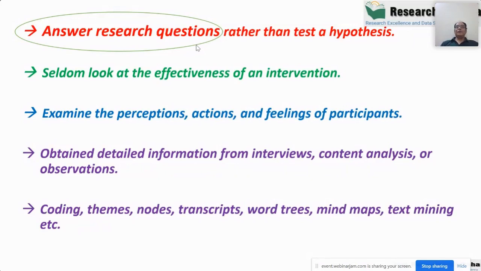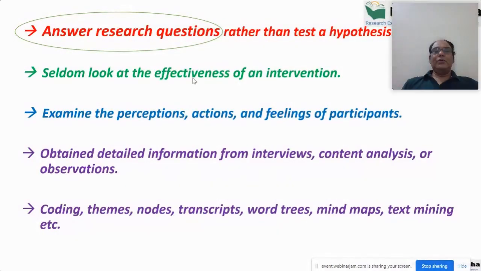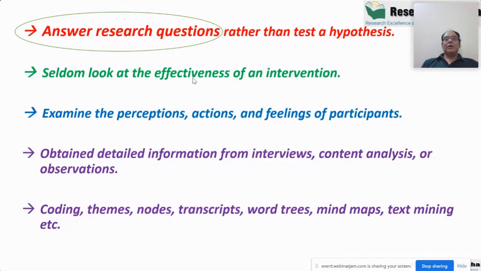So one thing which you should understand is that the purpose of qualitative research is to answer the research questions, not to test the hypothesis. Similarly, in the next point, in most qualitative research, we do not do experimentation. You know that there are three types of research designs: exploratory, descriptive, or causal research design. Causal research design, in which you do the experimentation, is not possible in qualitative research.